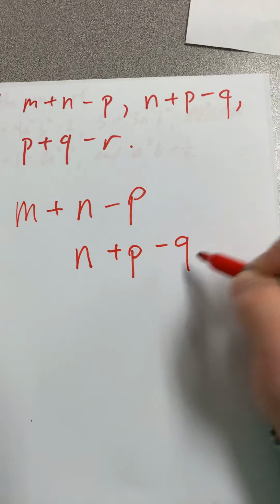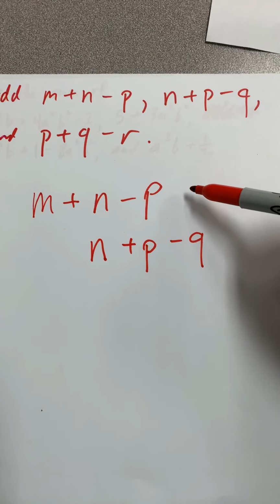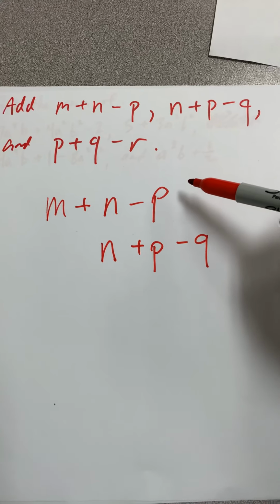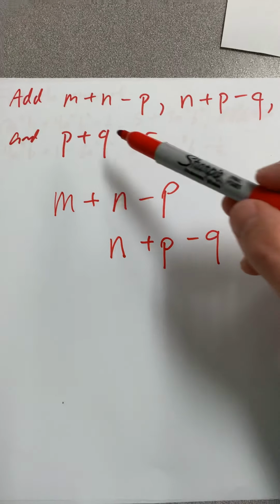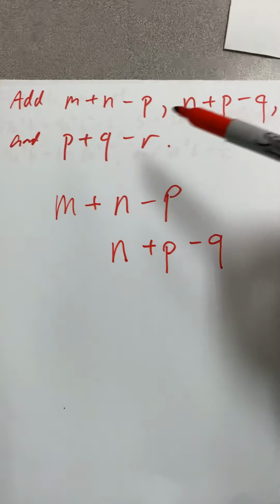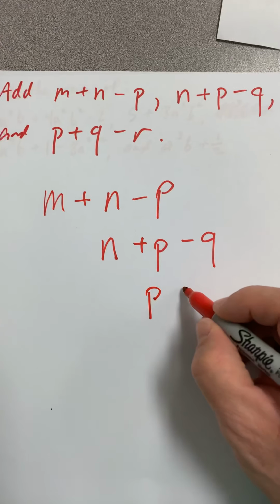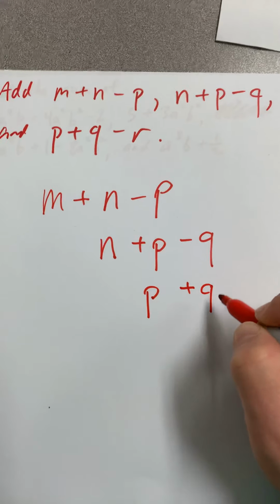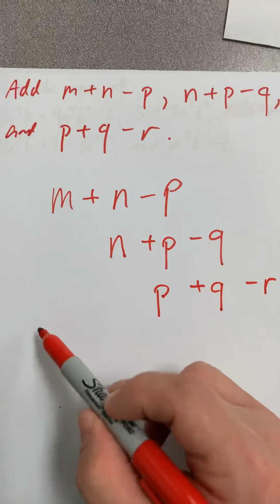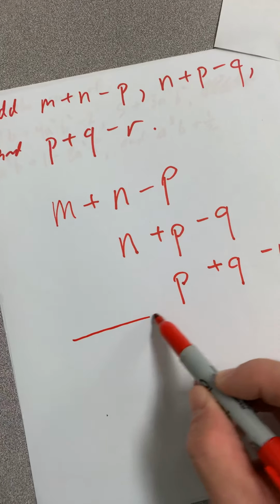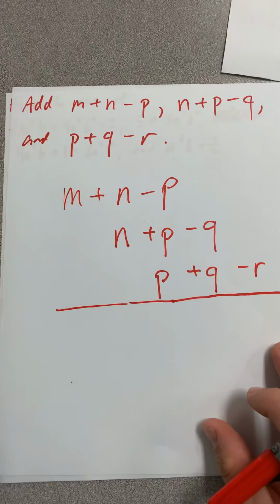minus q. Okay, so notice the q doesn't yet have a like term that it can be added with over here. All right, and so now I've got one more polynomial, which is a trinomial, to add here. And we're going to put that, okay, so I'm going to line up the p, so that's p right here, plus q minus r. So notice the r didn't have anything that it could line up with. All right, now let me draw my line here. Okay, so now we're just going to add.